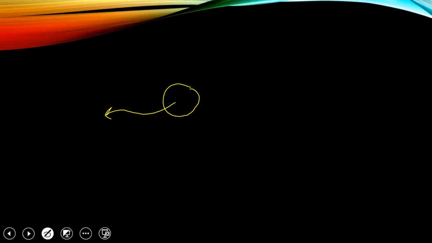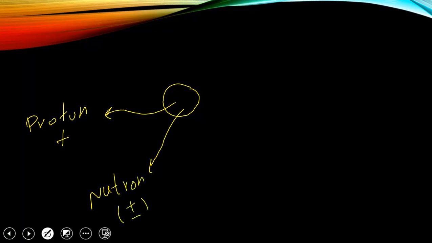The first one is called a proton and has a positive charge. The second particle is called a neutron and has a neutral charge. There are some electrons that rotate around the nucleus in specific orbits called energy levels. These electrons have a negative charge.